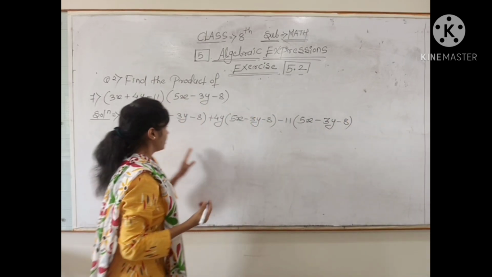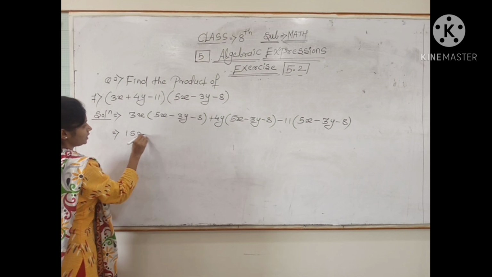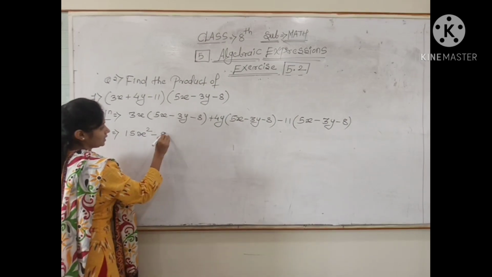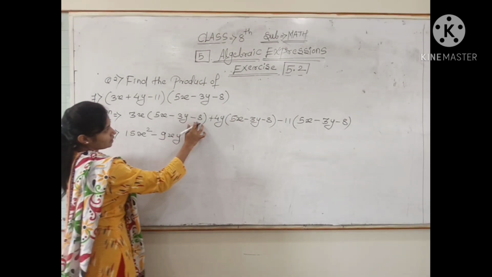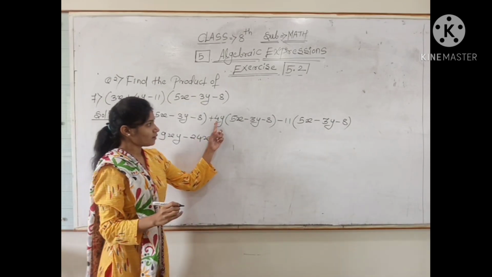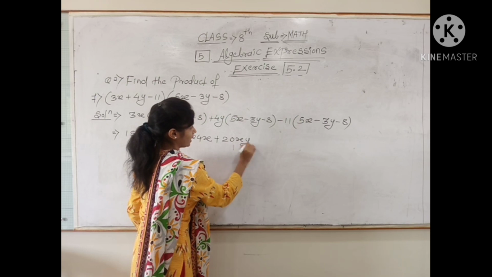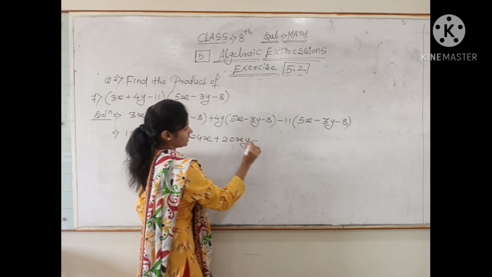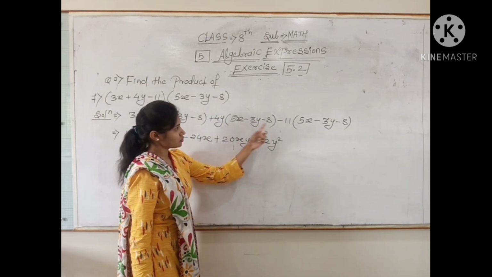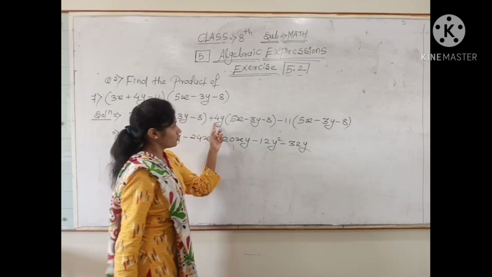Okay, student? Now, after that, you have to solve the multiplication. 3x multiplied by 5x. How much? 3 5s are 15, x multiplied by x is x square. 3x multiplied by minus 3y. 3 3s are 9, and it's xy. Then 3x multiplied by minus 8. How much? Minus 24x. Plus 4y is multiplied by 5x. 4 5s are 20, and x multiplied by y is xy. Then 4y multiplied by minus 3y. 4 3s are 12, and it's y square. Plus minus minus. Then 4y also multiplied by 8. 8 4s are 32, and it's y.